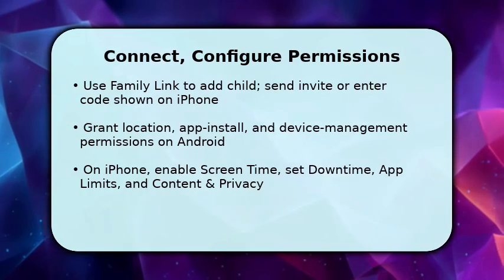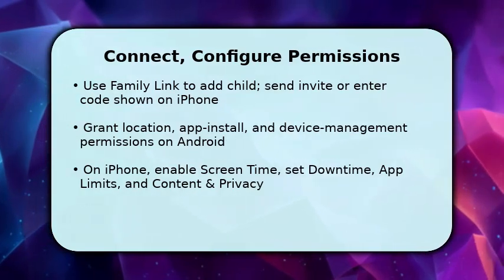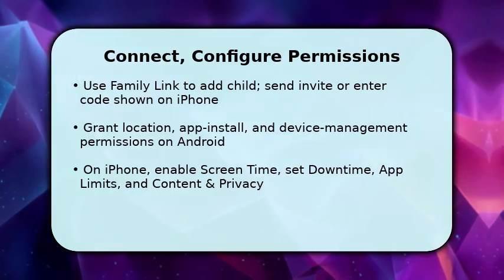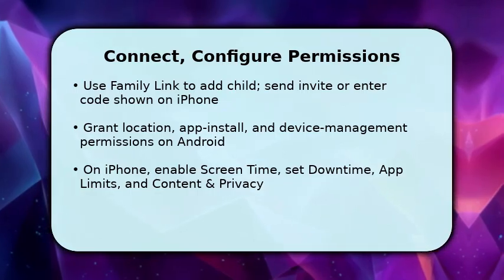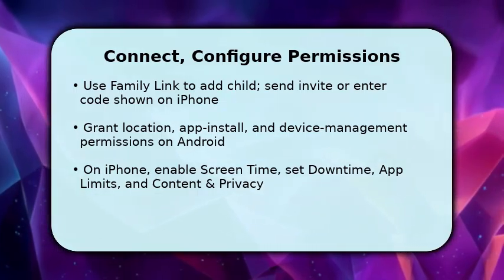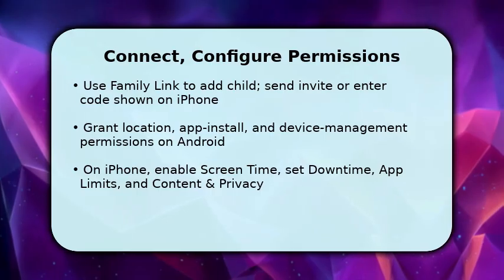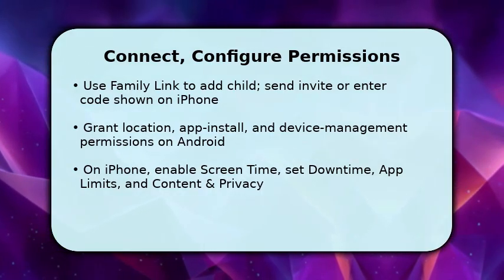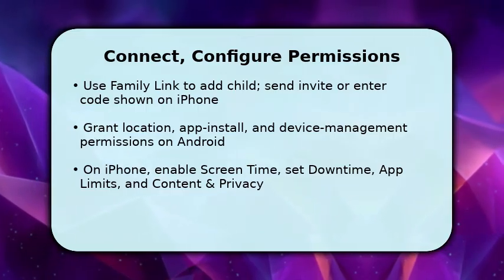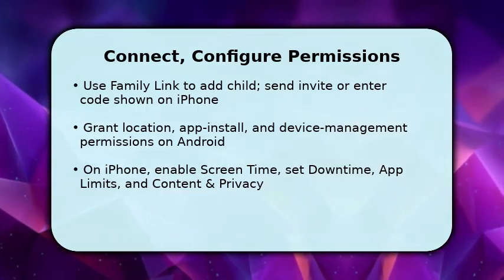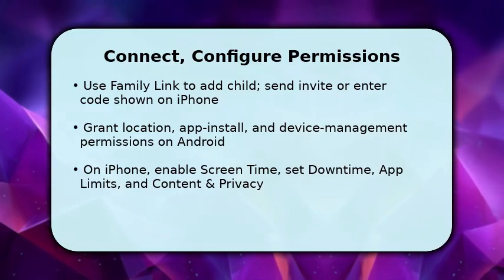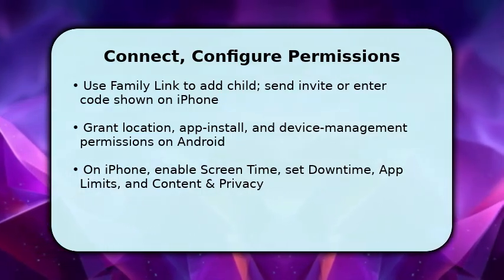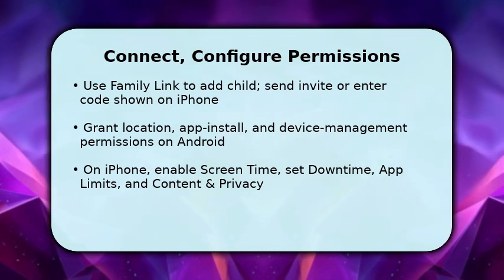Next, you establish the connection and configure permissions that actually enforce controls. From Family Link, select Add Child and either send an invite to the child's Apple ID email or enter the code displayed on the iPhone into Family Link. This pairs the profiles. Grant necessary permissions on Android so Family Link can manage apps and view location. On the iPhone, enable screen time, set downtime and app limits, and configure content and privacy restrictions. These settings translate into enforced limits across the two ecosystems.